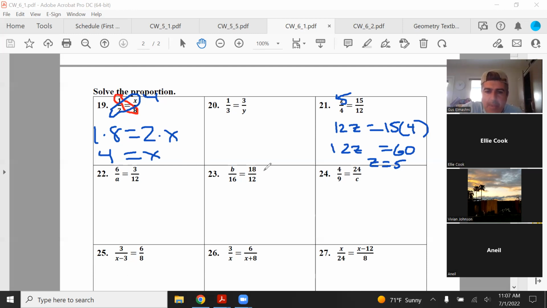Again, just kind of do the same thing. One thing that might help is if you can reduce beforehand. That might help a little bit. I believe 18 over 12 is 6 over 4. So then 4b equals 96. B will be 24. Or you don't have to reduce it, and you still would have got the same thing. But you can reduce the fraction first before you cross multiply.